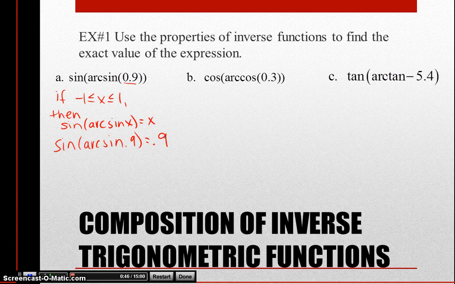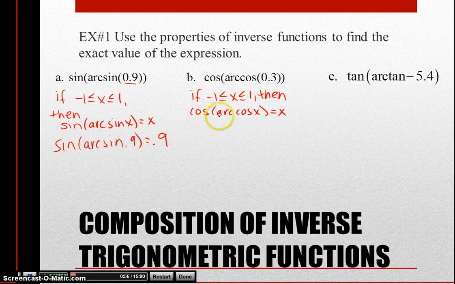Let's remember what our definition for the arccosine is. For the arccosine, if we have x between -1 and 1, then we can define the cosine of the arccosine of x to be x also. Here we see that 0.3 is between -1 and 1, so we know that the cosine of the arccosine of 0.3 is equal to 0.3 also.